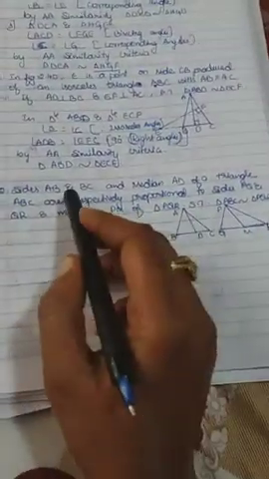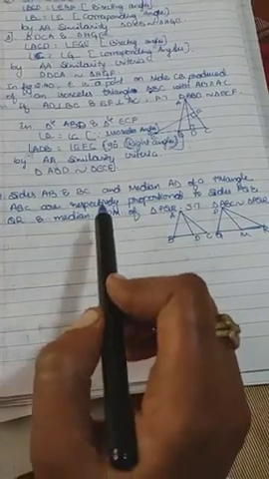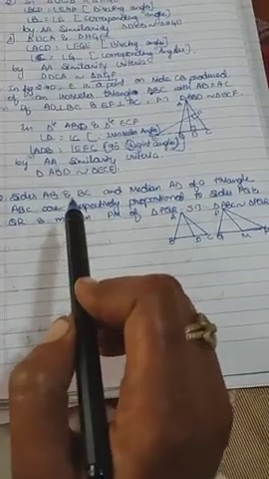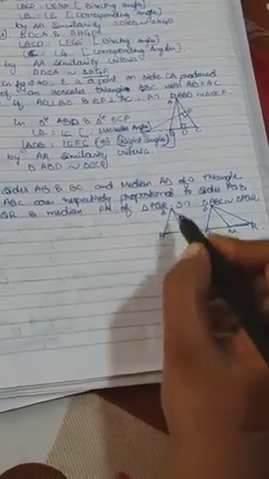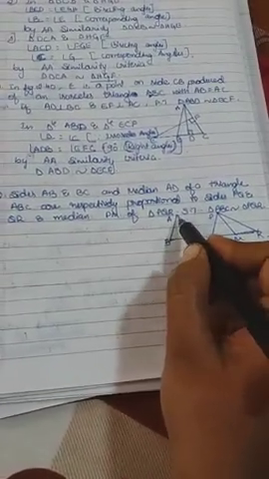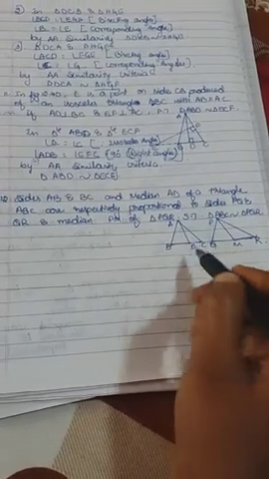Next sum. Yesterday I taught you up to the 11th; actually we have to move from the 12th sum. So read the sum first. Sides AB and BC and median AD of a triangle ABC are respectively proportional. Sorry, for the triangle ABC, AD is a median.